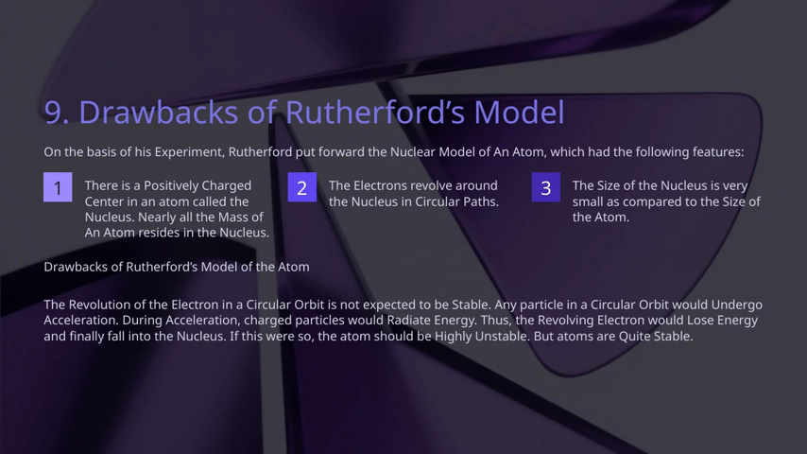This helps explain why atoms are mostly empty space, with a tiny, dense core at the center. So, while Rutherford's model gave us a breakthrough understanding of atomic structure, these drawbacks pointed to the need for further refinement and new theories to fully explain atomic stability.